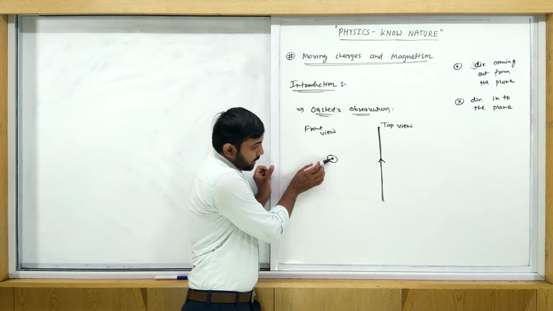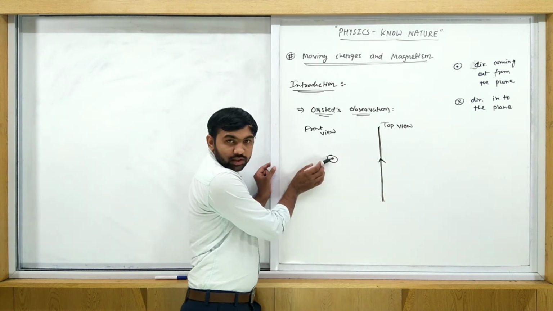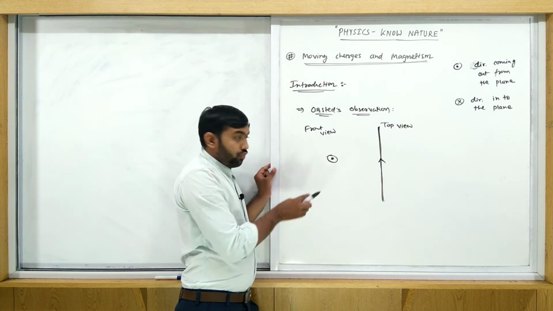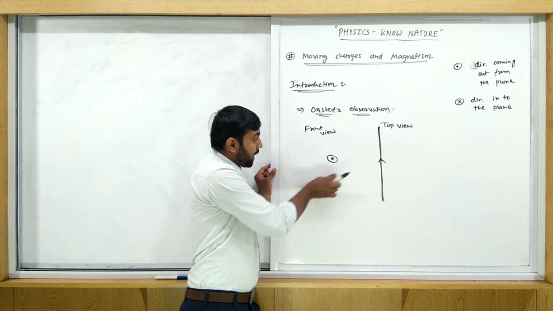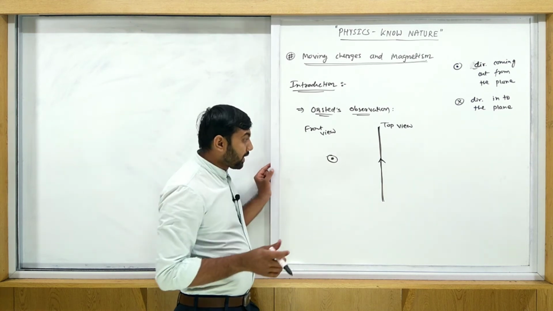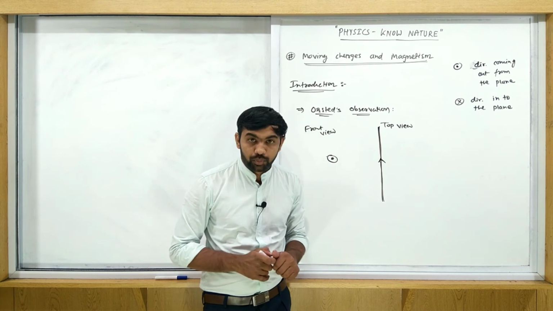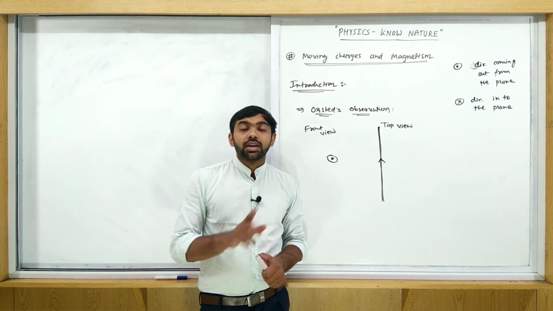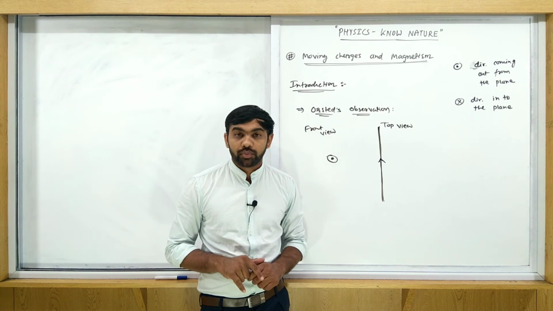This circle represents a wire. Sorry, this dot represents a wire like this. So when the current is passed through this wire, the magnetic needle shows some deflection. And when the current does not flow through this wire, the magnetic needle does not show any deflection.